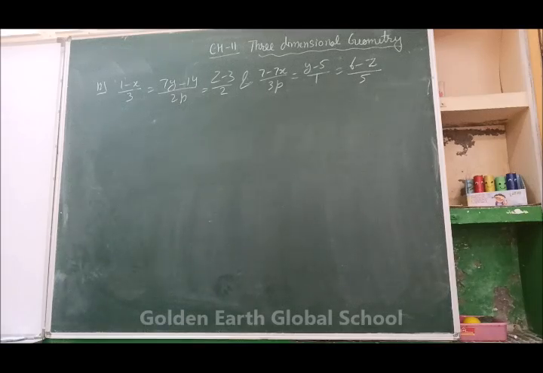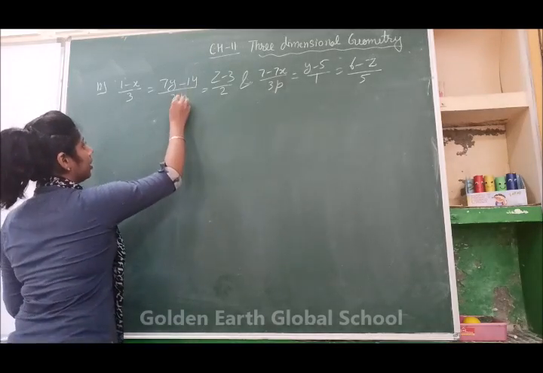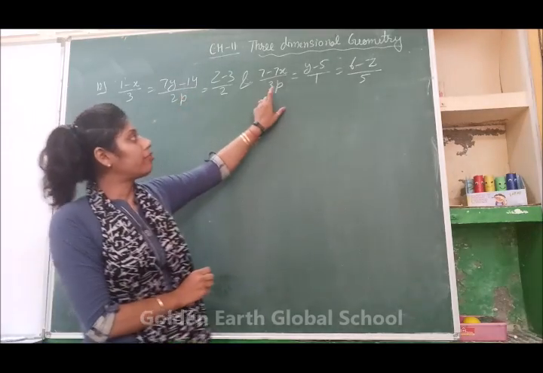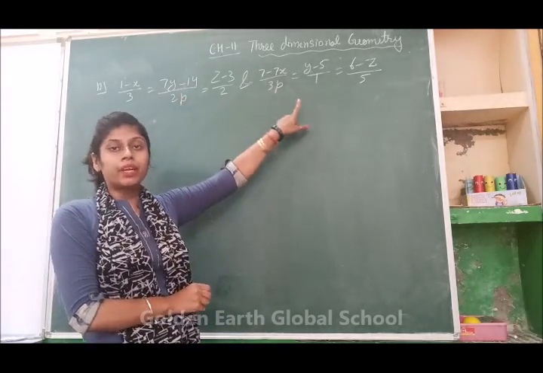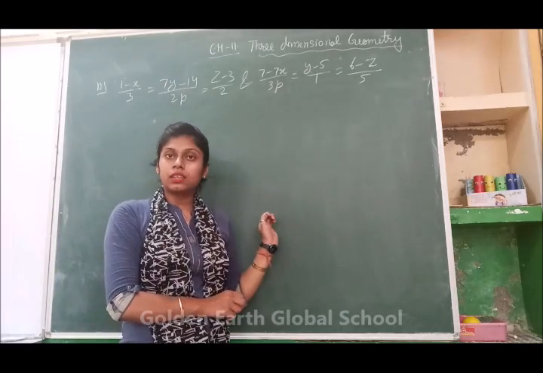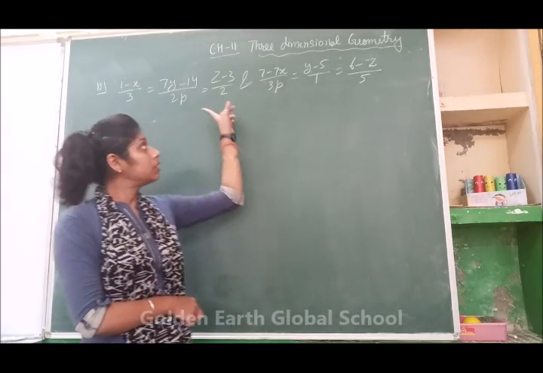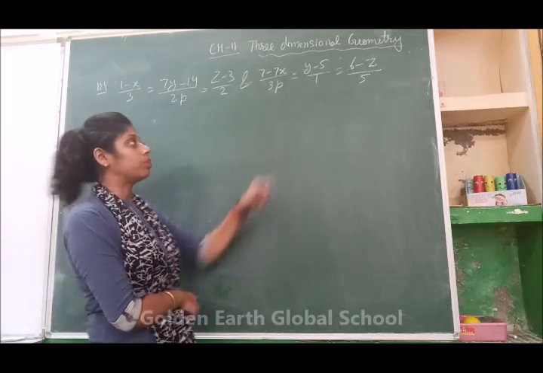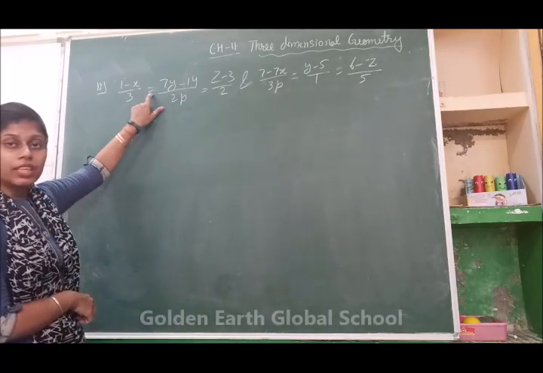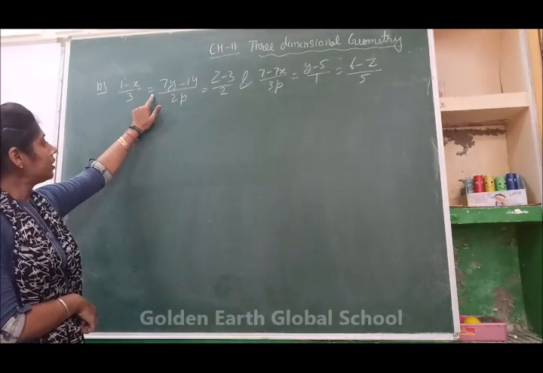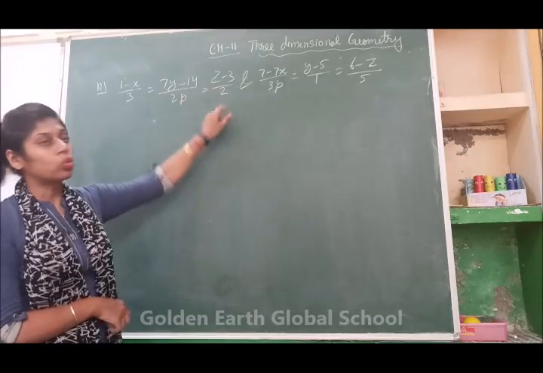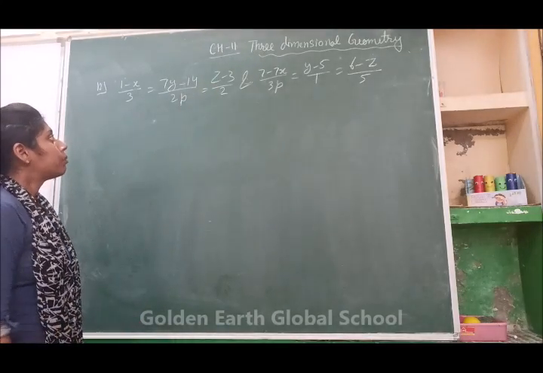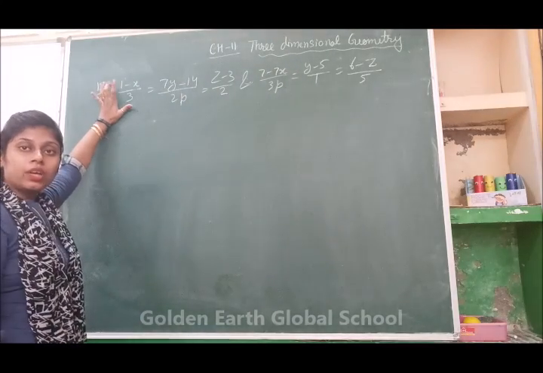See the 12th question. Two lines are given. We have to find the value of this p. These are perpendicular, so we will apply the condition: the dot product of their direction ratios is 0. What are the direction ratios of this line? If you look, you will write 3, 2p, 2. But these are wrong, because firstly we have to convert it into the standard form.